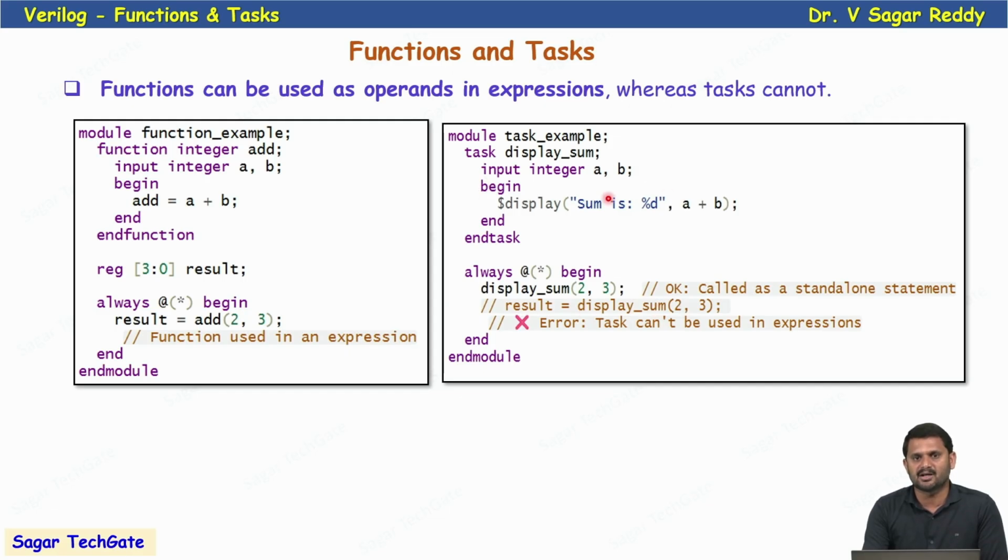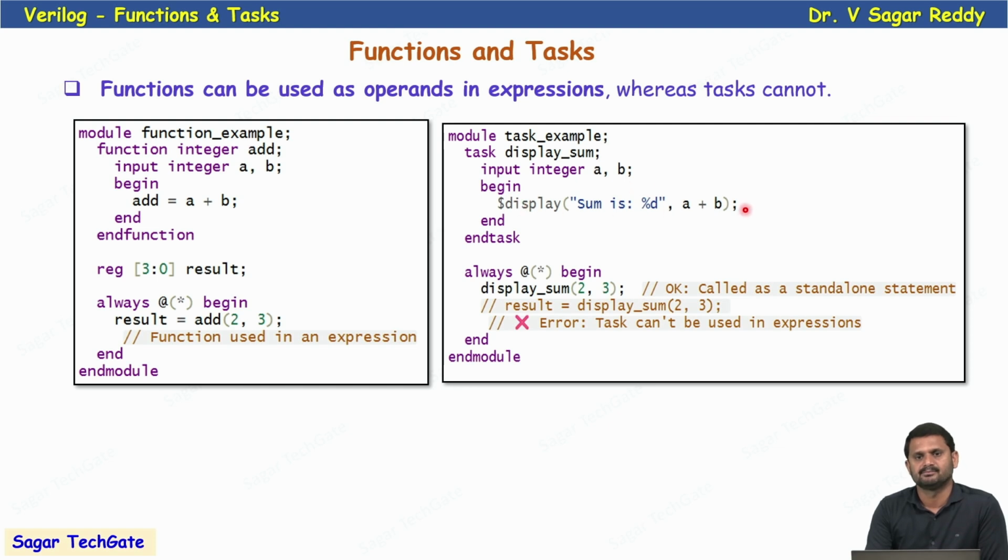Same here, I'll define one task. Performing addition. This is a task definition, task name and inputs, begin and end. Simply I use a single display statement inside the task. Now I can call it like this. It is accepted. This is called a standalone statement. Clear? If I call 2 comma 3, then it displays.